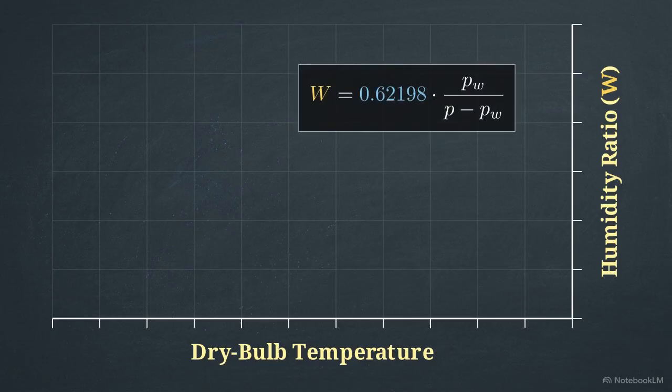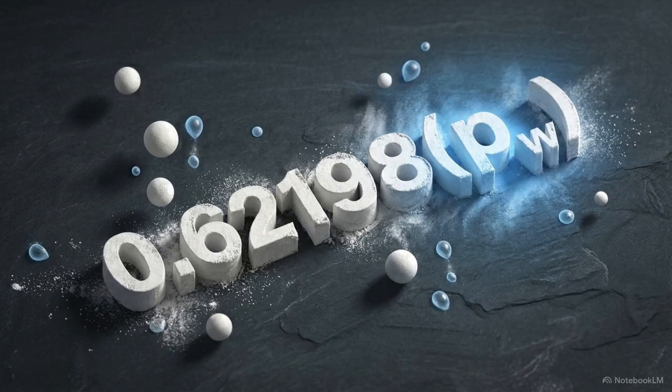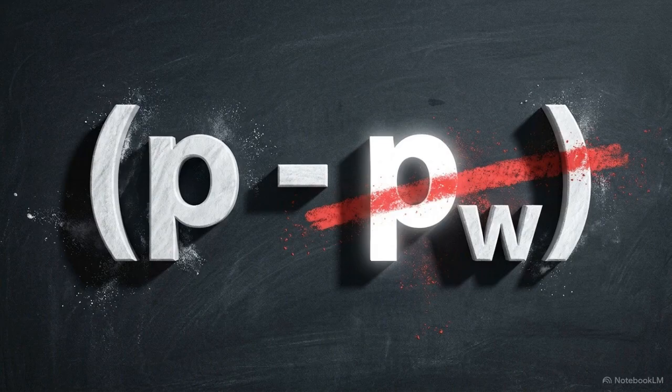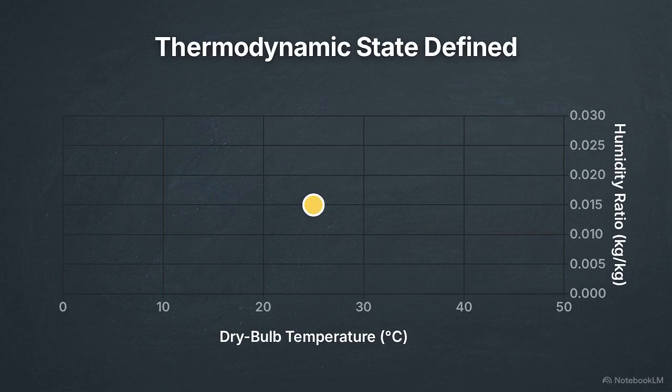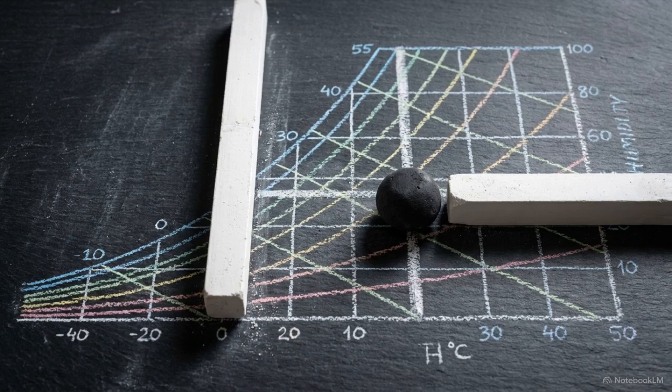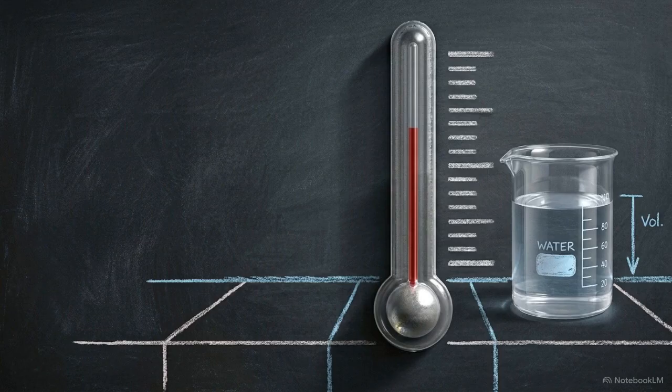The ratio is governed by the Gibbs-Dalton law of partial pressures. The numerator isolates the partial pressure of the water vapor, while the denominator strips that vapor pressure away from the total pressure to leave only the value of the dry air. Plotting a specific temperature against a specific moisture mass yields a single coordinate point on this grid. That point locks in the precise physical state of our mixture. It becomes our anchor. By graphically isolating sensible heat on the x-axis from latent mass on the y-axis, we establish the coordinate foundation for psychrometrics.